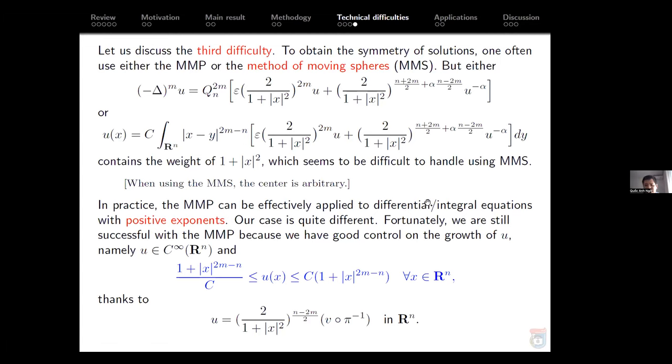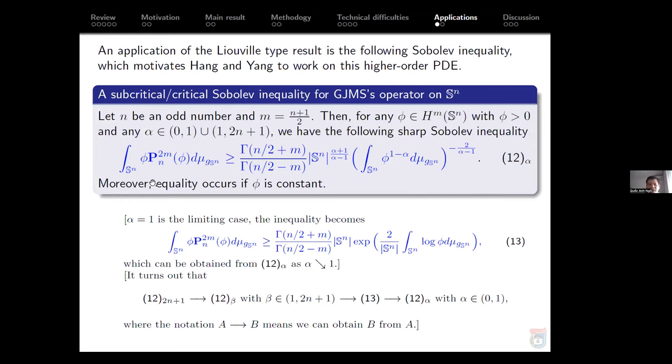Okay, so that's the three difficulties I want to discuss. So here's the application. Of course, using our properties of solution, we immediately prove the following Sobolev inequality for the GJMS operator. In inequality 12, we combine the critical and subcritical case together. And it is quite interesting to see that, in fact, we can talk about the exponent alpha even smaller than one, perhaps because the dimension n is smaller than 2m.